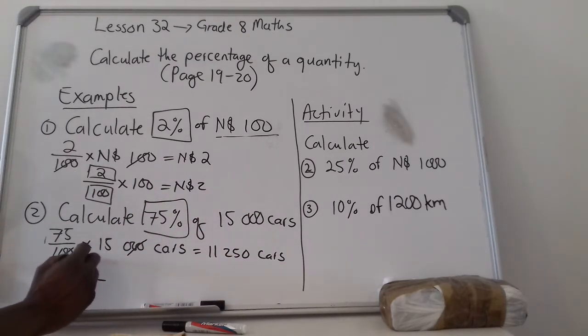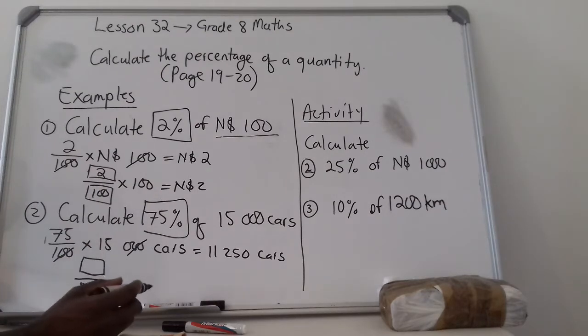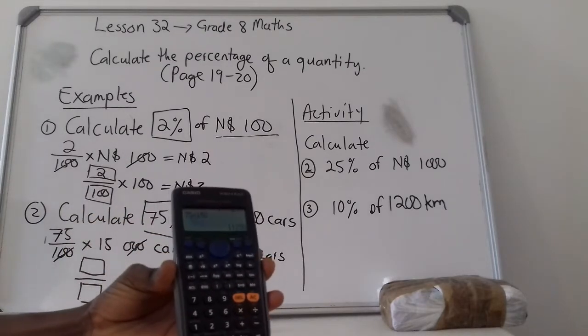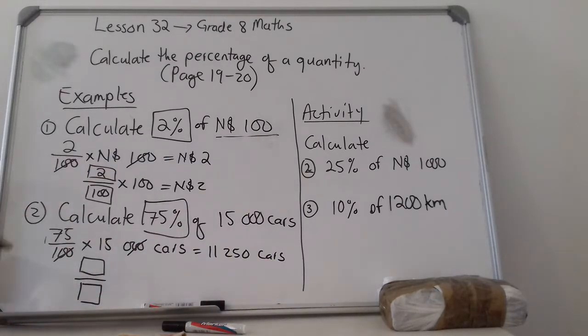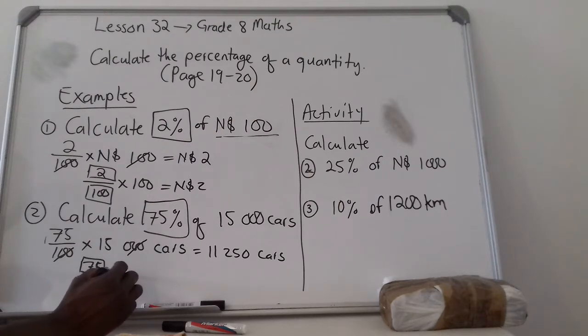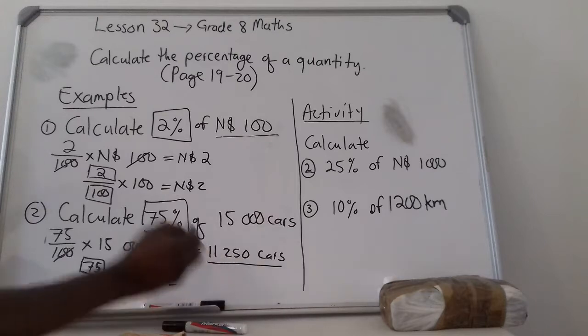First you must press this button, the fraction button. I hope you have this kind of Casio. Okay, please try to get yourself this kind of Casio. All right, and then you just press in 75 over 100, and then you multiply by 15,000. So your answer should be the same as that.